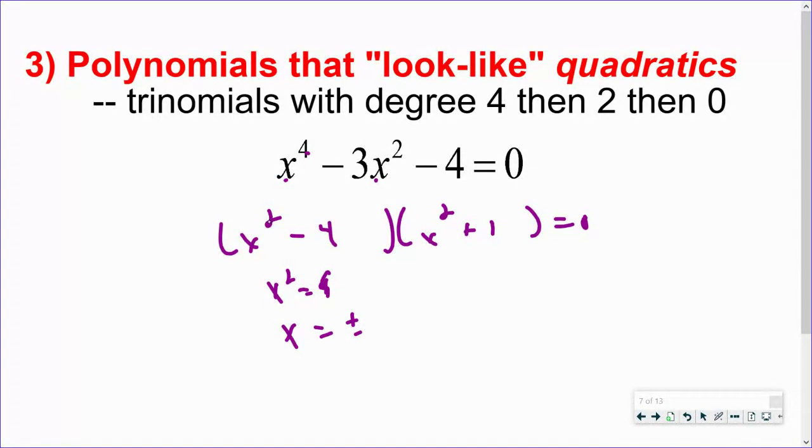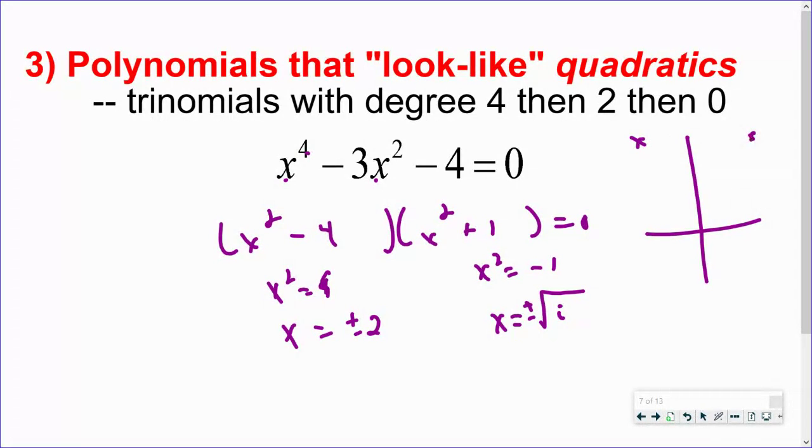Plus or minus 2. Because there's an x squared, I'm going to get positive and negative. Over here, x squared is equal to -1. There's that thing again. X is equal to, I believe, plus or minus i. Again, I can't graph this one because I don't have a way to graph i. It would have, though, been up here and up here. Obviously, we'd have one at 2 and one at -2. Can't graph that one.